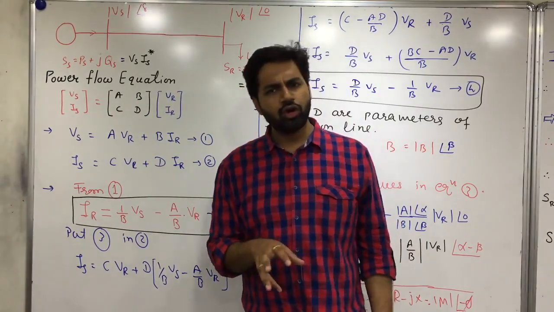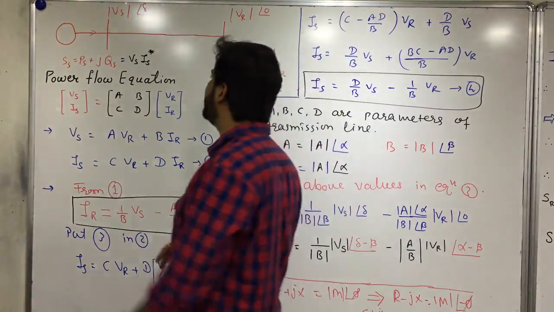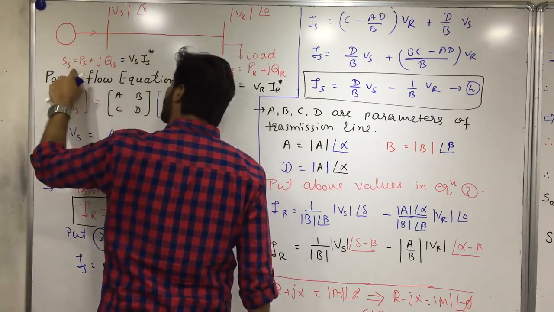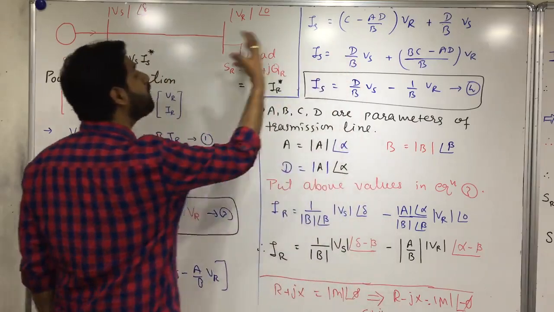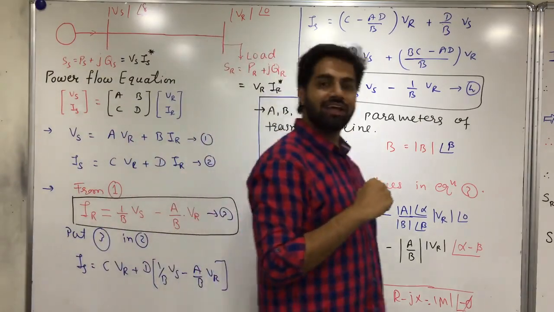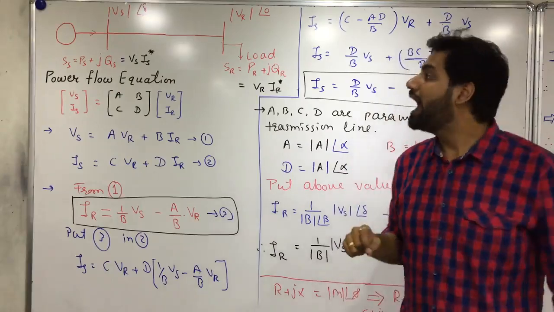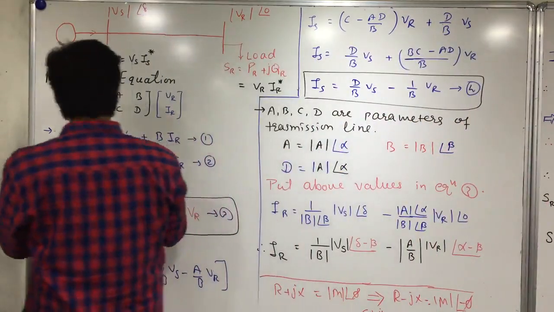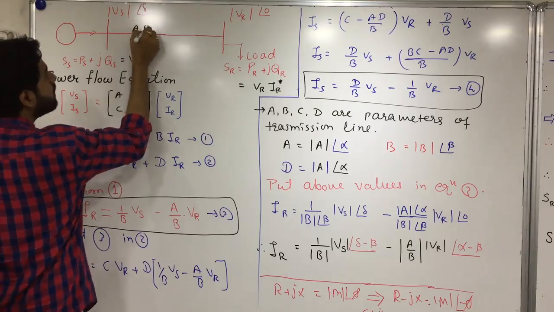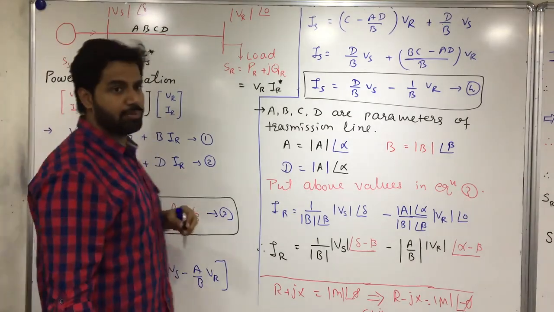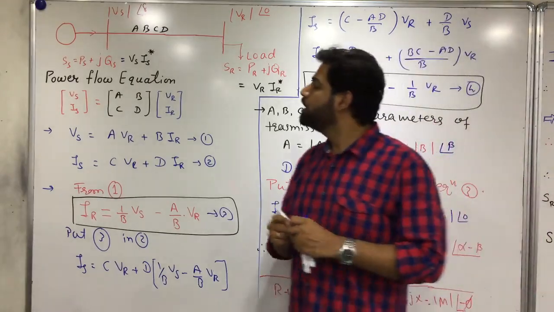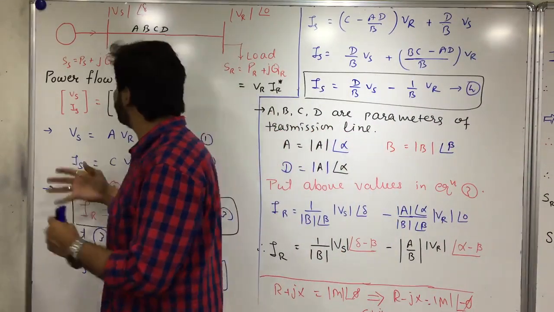What we are going to do in this topic is that we have a source, and we want to find out how much complex power it is injecting and how much complex power the load is taking from the transmission line. And ABCD come in here, as they are the transmission line parameters, so obviously we have to take these things into account as well. So let's deal with the power flow equation and how exactly we get it.